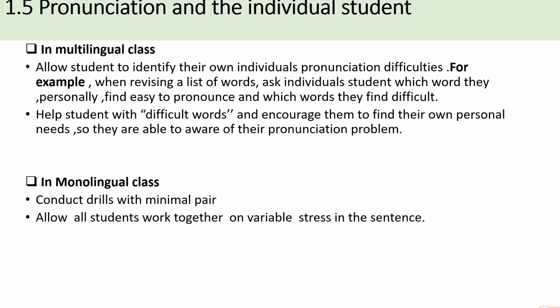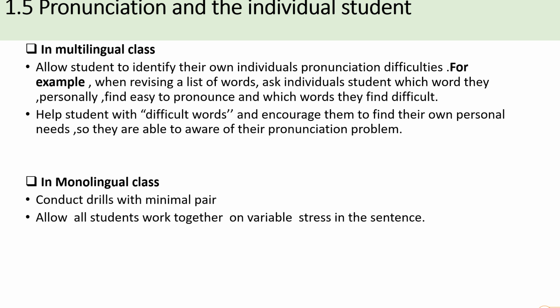Pronunciation and individual student. In a multi-level class, it allows students to identify their own individual pronunciation difficulty. For example, when revising a list of words, individual students can say which words they personally find easy to pronounce and which words they find difficult. Like phrase stress, highlight important words in a phrase to convey meaning. For example, I didn't say he stole the money.